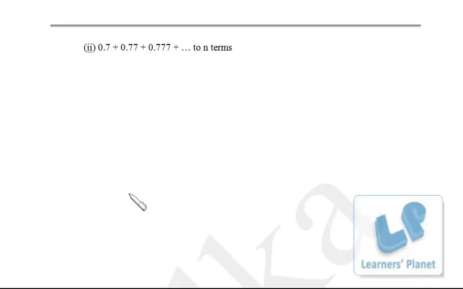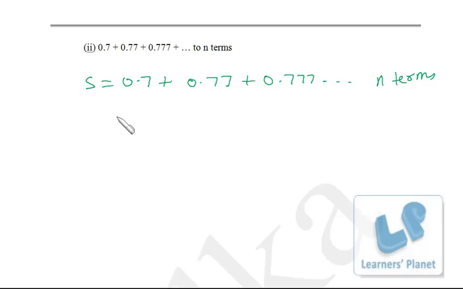Now this sum is quite similar. Here S is equal to 0.7 plus 0.77 plus 0.777 and so on till n terms. Okay, so what will be the first step? Just do one thing. It is 7 by 10 plus 77 by 100 plus 777 by 1000 and so on.